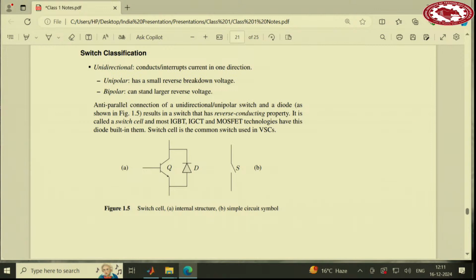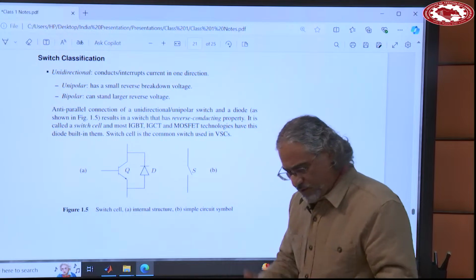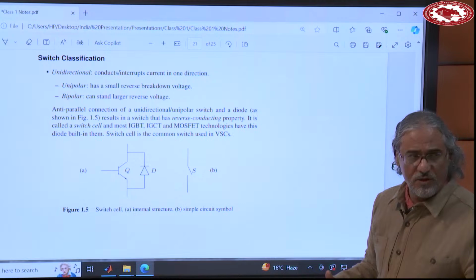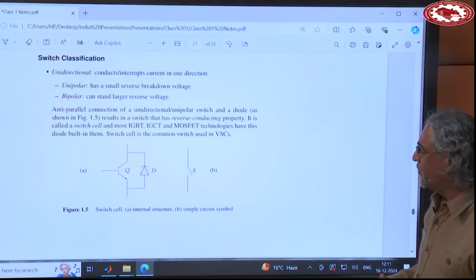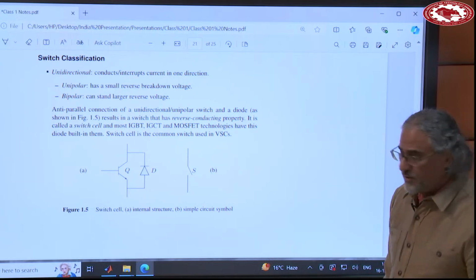And then you have unipolar and bipolar. Unipolar has a small reverse breakdown voltage, so you should not really bias the switch in the reverse direction with any large voltage. It cannot tolerate that voltage. This type of switch is called unipolar. But bipolar switches can stand large reverse voltage.